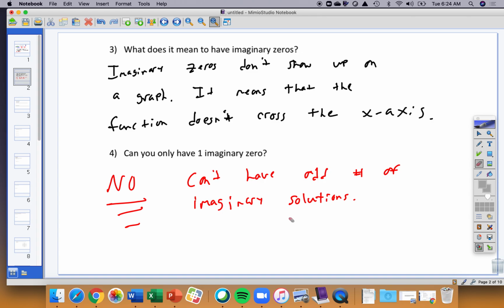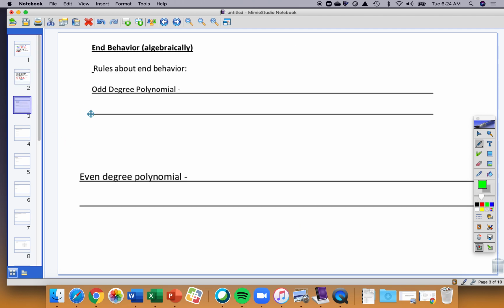numbers. Because remember, it's going to end up coming from the quadratic formula, which is negative b plus or minus the square root of b squared minus 4ac all over 2a. This plus or minus right here is going to be screaming to me, you have 2 solutions, 2 imaginary solutions. So I can't just have one because imaginary solutions have to come in pairs. So 2, 4, 6, and so forth. Okay, so now our important questions are answered.